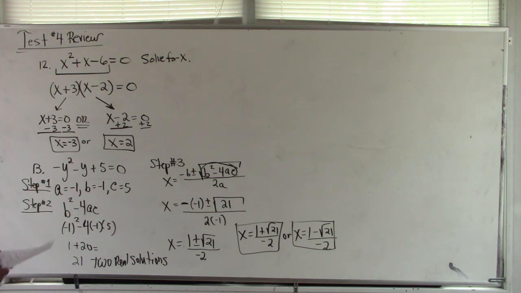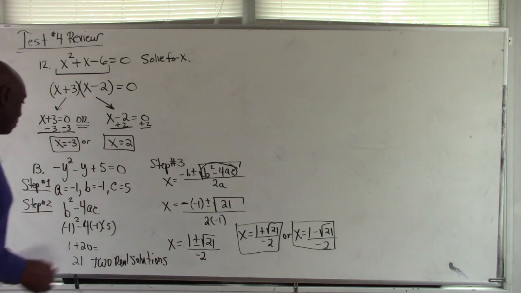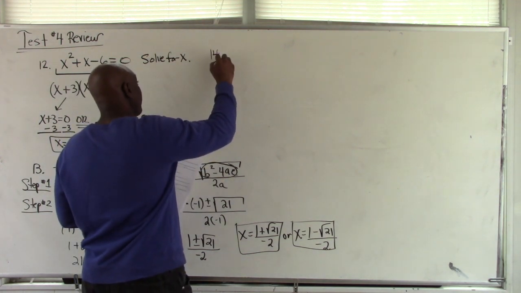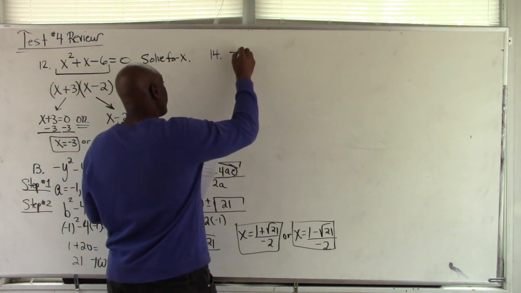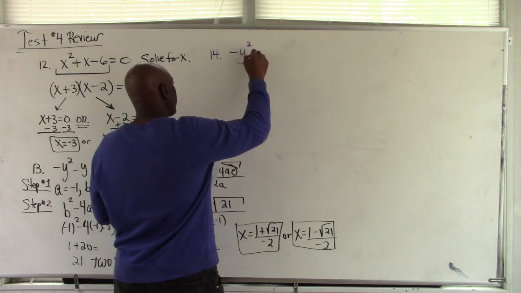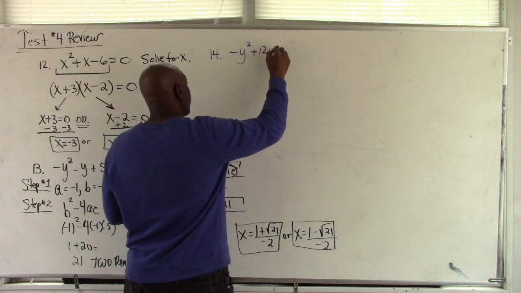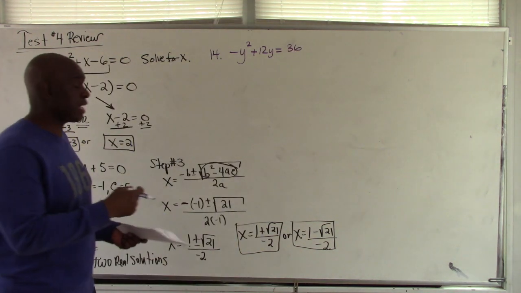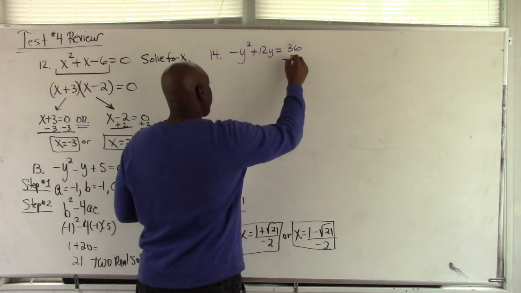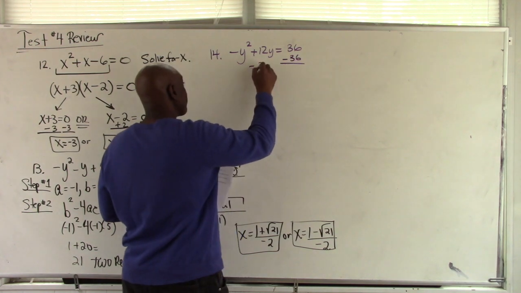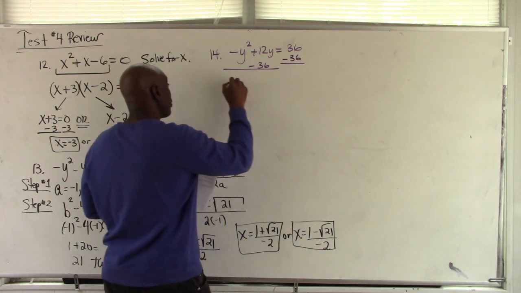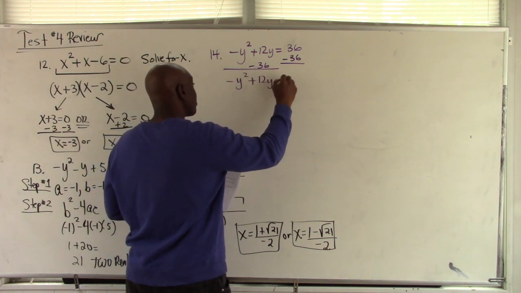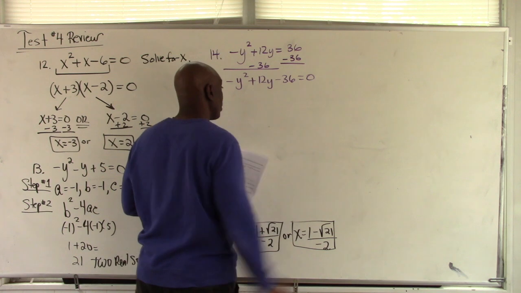Is the same thing. It's like 13. 14 is like 13. 14. Negative y squared plus 12y equals 36. Go ahead and move 36 to the other side. Subtract 36 from both sides. We're going to get negative y squared plus 12y minus 36 equals 0.